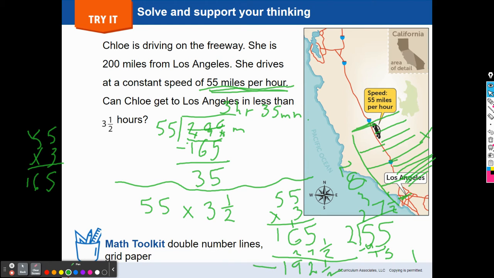192.5 miles in 3.5 hours. Is that 200 miles? No, it is not, right? So 2 different ways to look at the same problem. All right.